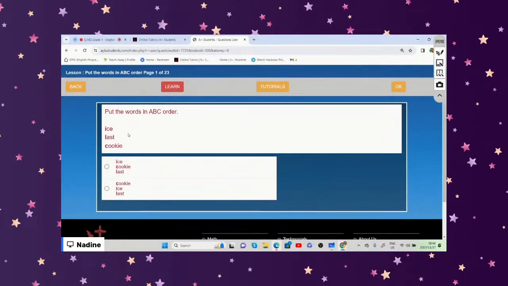Now let's put these words in the ABC order. We have ice, last, and cookie. And the first letters of those words are already in bold. So if we put those words in order, is it going to be ice, cookie, last, or is it going to be cookie, ice, then last?